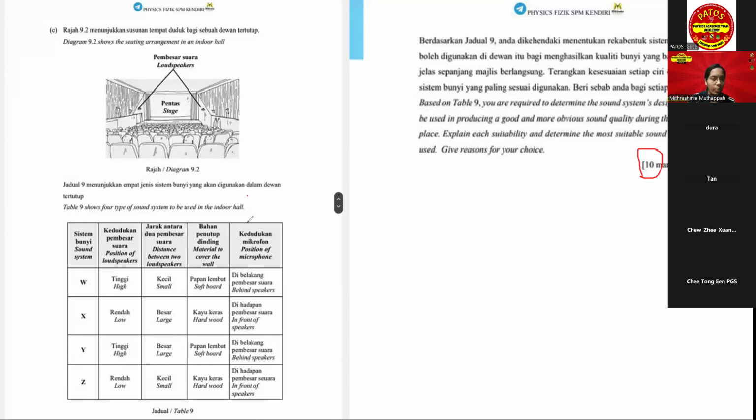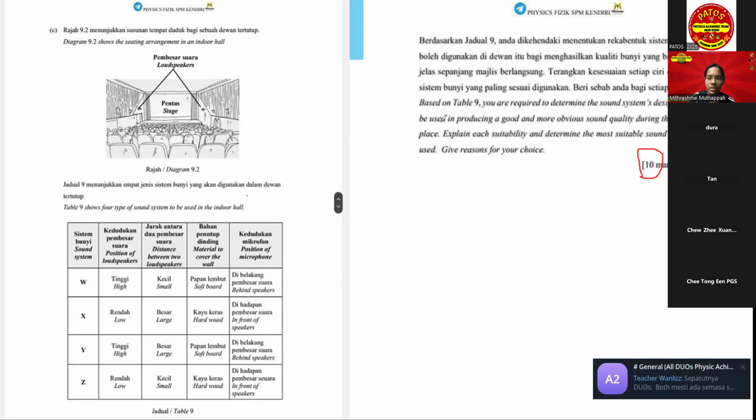Before we look at this table, let's look at the question first. Based on table 9, you are required to determine the sound system design that could be used in producing a good and more obvious sound quality during the event. Explain each suitability and determine the most suitable sound system to be used. Give reasons for your choice.